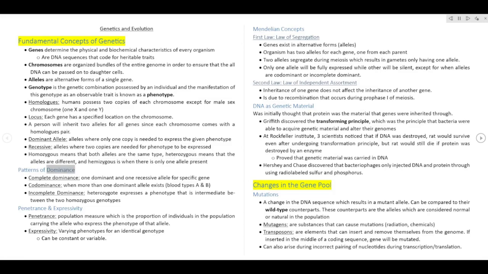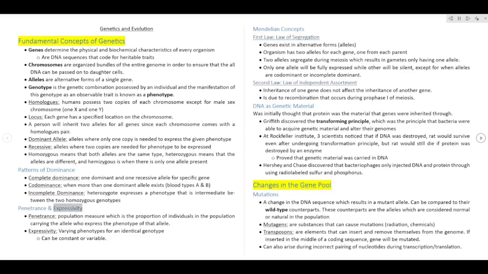Patterns of dominance. Complete dominance: 1 dominant and 1 recessive allele for a specific gene. Codominance: when more than 1 dominant allele exists, for example blood types A and B. Incomplete dominance: the heterozygote expresses a phenotype that is intermediate between the 2 homozygous genotypes.